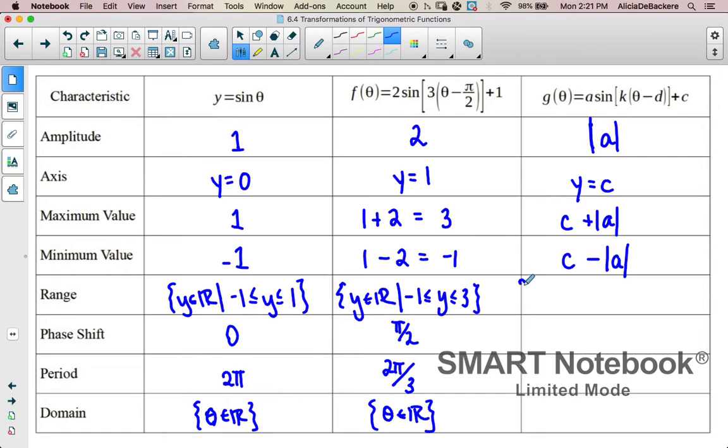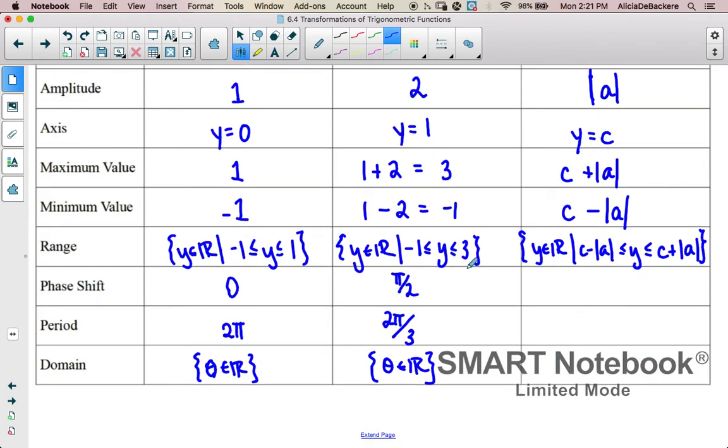All right, this is going to look messy, but the range is y belongs to the set of real numbers, and then it's going to be the minimum, C minus the absolute value of A, is less than or equal to y, is less than or equal to the maximum, C plus the absolute value of A, and then closing up that set.